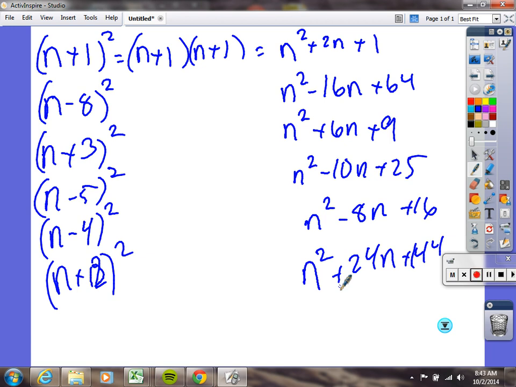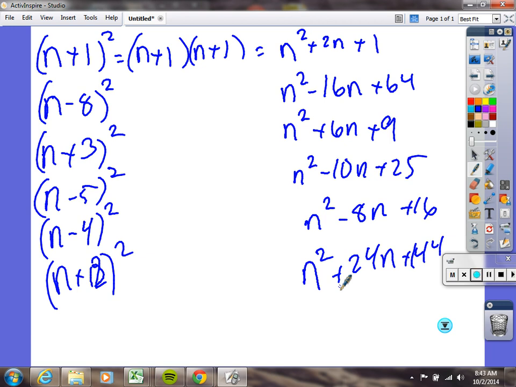Okay, here's the pattern, ladies and gentlemen. See this value right here? It doubles to get to there. 1 times 2 is 2, 1 times 1 is 1. Negative 8 times 2 is negative 16. Negative 8 squared becomes 64. 3 doubled becomes 6. 3 squared becomes 9. Does everybody see that? You see the pattern.